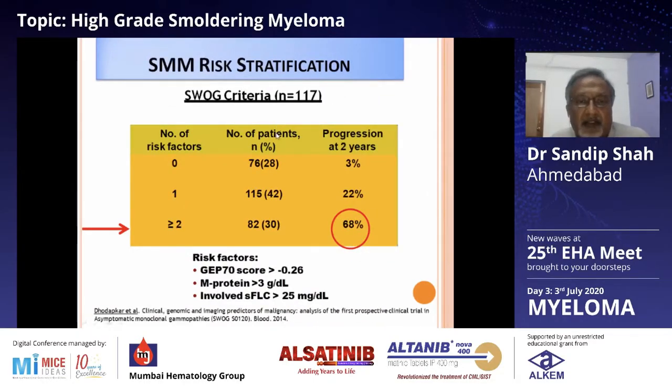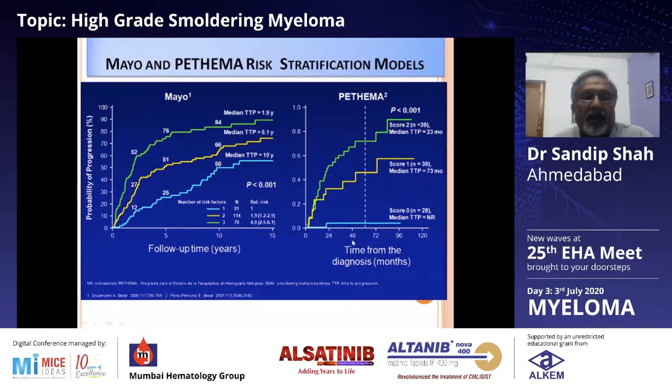And these are the SWOG criteria, which contain GEP, gene expression profile 70 score more than 0.26, M protein more than 3 gram, and involved free light chain more than 25. Then if more than two risk factors are present, progression at 2 years is almost 68%.